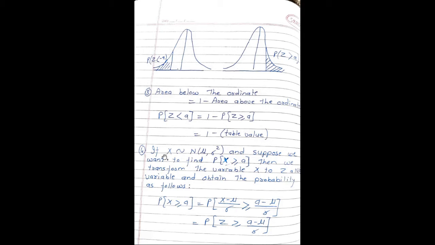Next property: if X follows normal with mu, sigma square, and suppose we want to find the probability X greater than or equal to a, then we transform the variable X to Z, a normal (0,1) variable, and obtain the probability as follows. Probability X greater than or equal to a is equal to probability (X minus mu) upon sigma greater than or equal to (a minus mu) upon sigma. So for this I can write Z greater than or equal to (a minus mu) upon sigma.